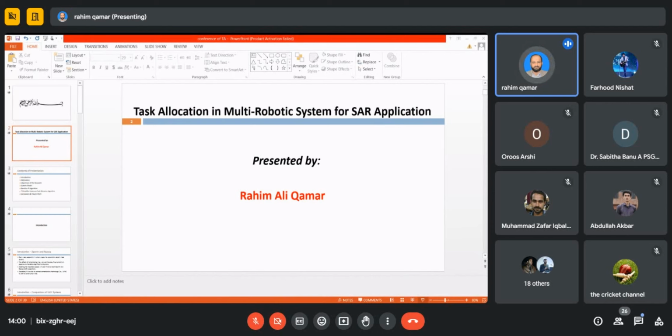Three task selection methods are used. One is task selection based on minimum cost. Second is task selection based on distance from an unassigned task. And third is task selection based on the distributed B algorithm.